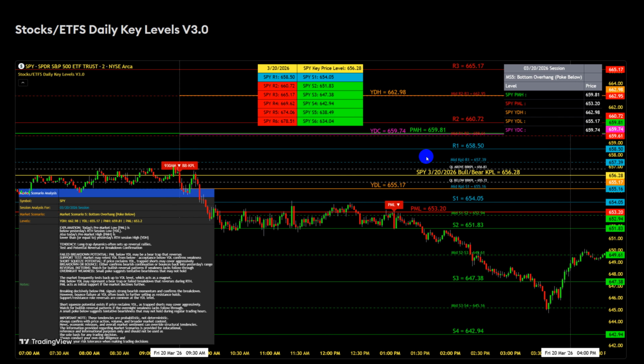Now, this particular indicator differs from the SPX indicator in that it goes all the way up to R10 and all the way down to S10 as far as key support and resistance levels for any given stock and ETF. For most of your large cap ETFs and large cap stocks, you'll primarily want to deal with just the default levels, which, as you can see here in this table, are R1 through R6 and S1 through S6, and of course the bull bear key price level.